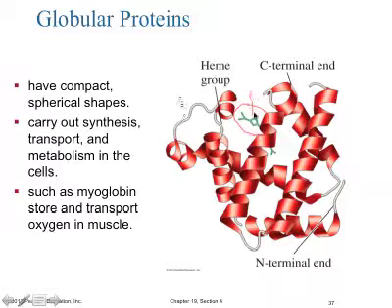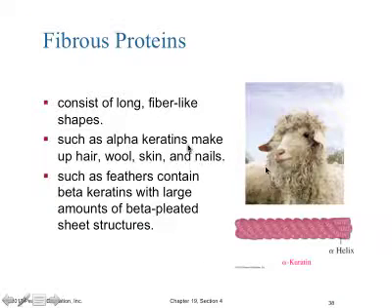This is where the oxygen bonds to the iron. You've got a carbon end and a nitrogen end. So this is one end of the protein, that's the other end of the protein. Then you've got all those secondary structure interactions, tertiary as well, to bring it into form. Fibrous proteins are long fiber-like shapes. It makes sense that hair and wool, skin and nails, feathers contain lots of alpha helices. Things such as feathers contain beta keratins, large amounts of beta pleated sheet structures.